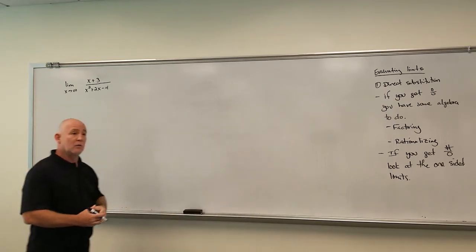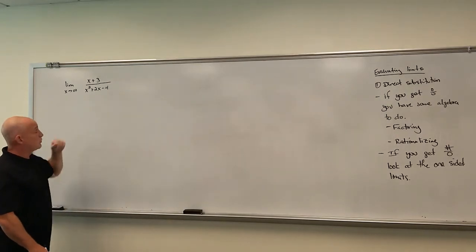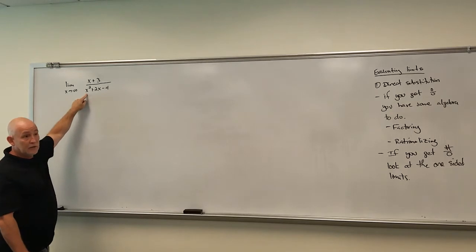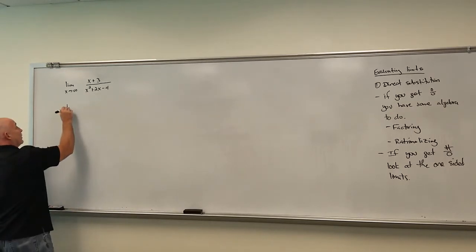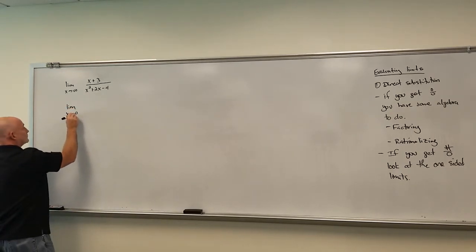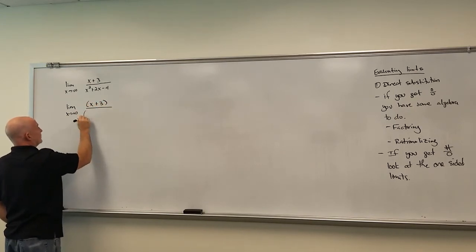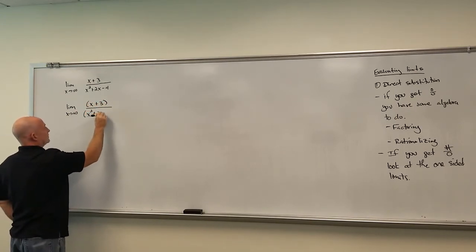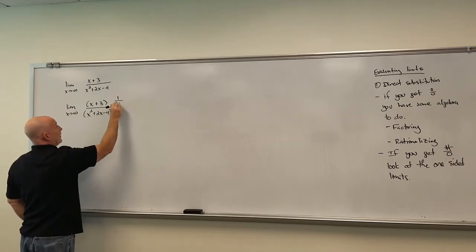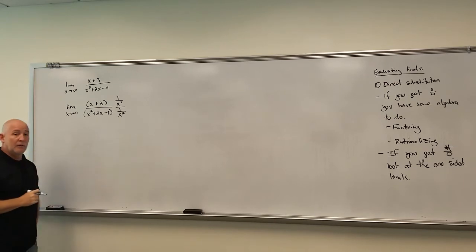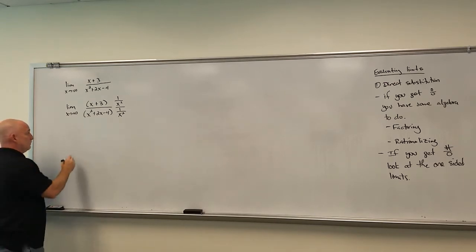Here's the algebraic way. When you have a rational expression, take a look at the highest power you see. Notice x squared is the highest power. So what I'm going to do, I'm going to take the top of the rational expression and the bottom of the rational expression, and I'm going to multiply by 1 over the highest power. So I'm going to multiply by 1 over x squared.